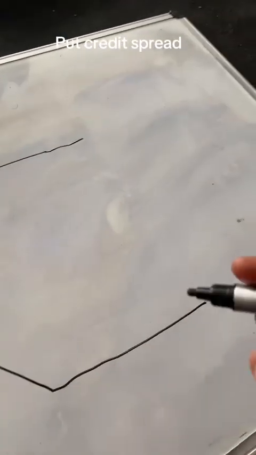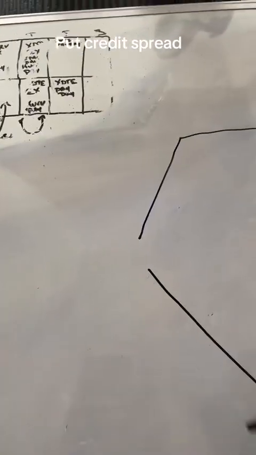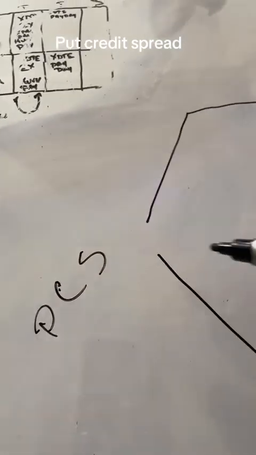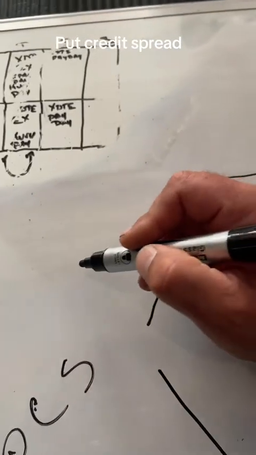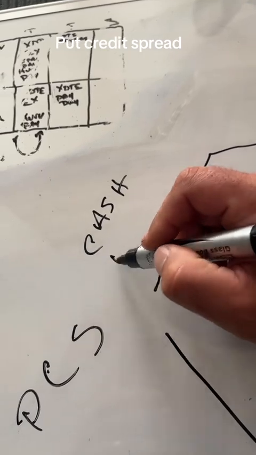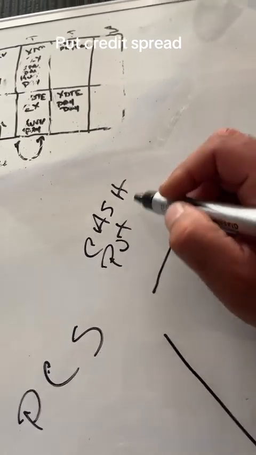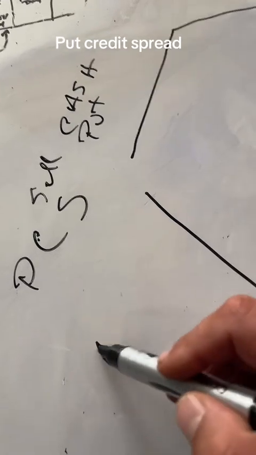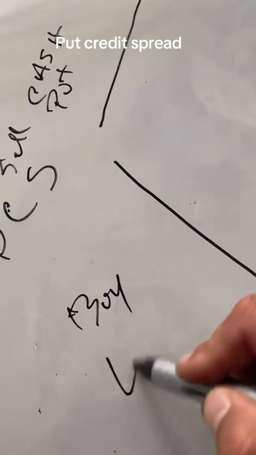All right, so let's keep this simple. This is a put credit spread, PCS, and this is our cash secured put side, which is a sell put, and this is the buy put. I say the long put side.